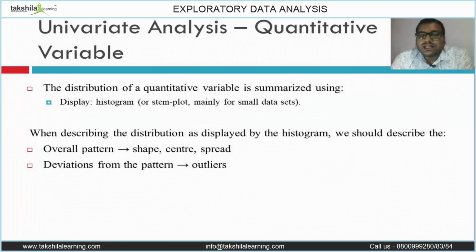When describing the distribution displayed by a histogram, we should describe the overall pattern, basically the shape, where the data is spread over the axis, on the left side or the right side. Then the deviation from the pattern: it will also detect whether there are any outliers inside the data or not.